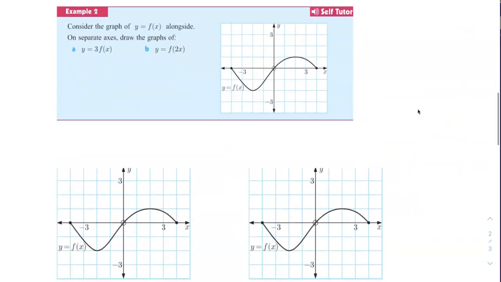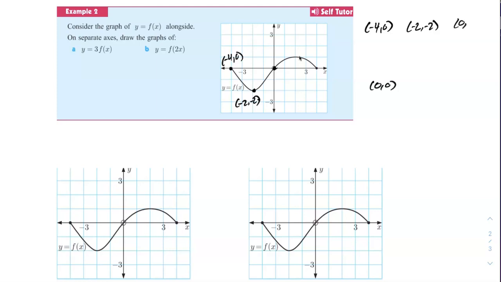So let's look at an example here. Consider the graph of f of x along the side. On separate axes, draw the graph of y equals 3f of x and y equals f of 2x. Again, I think it's helpful if we use points, so I'm going to hit some key points here. This is (-4, 0). Let's look at this point, that'd be (-2, -2). Let's look at (0, 0), that's a good one.